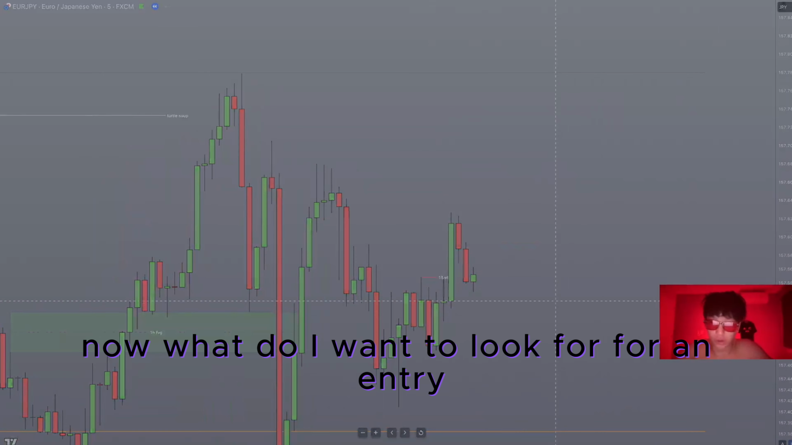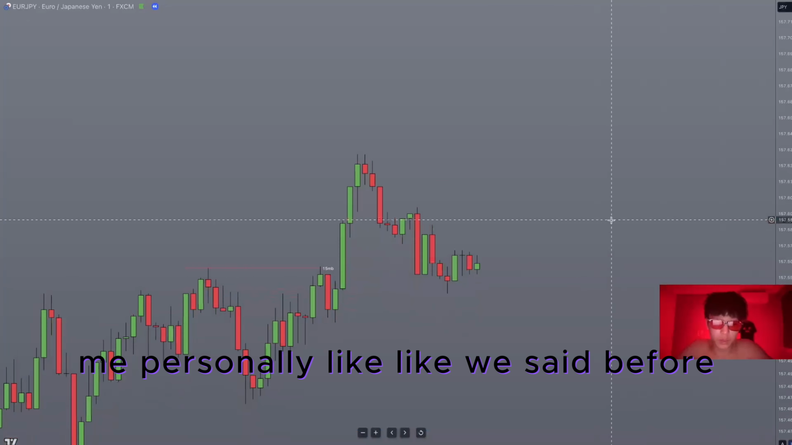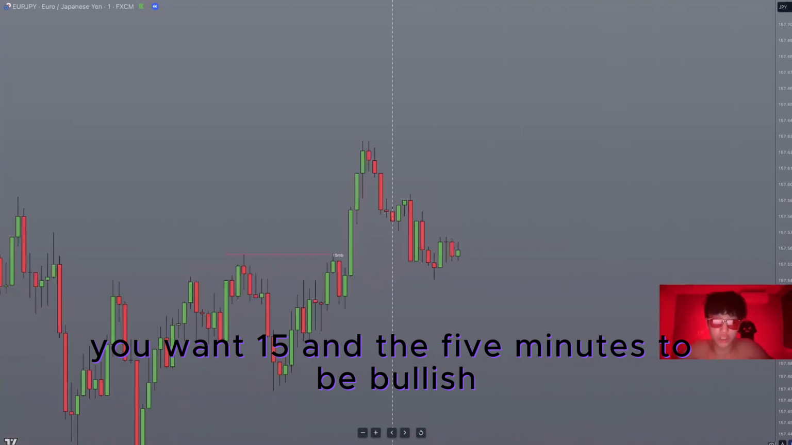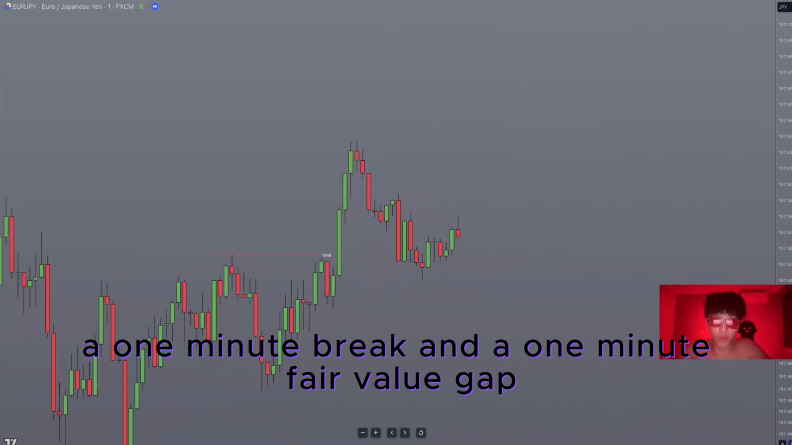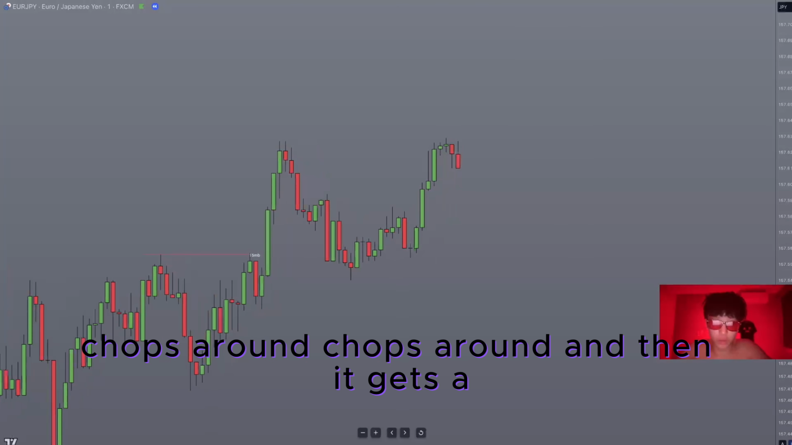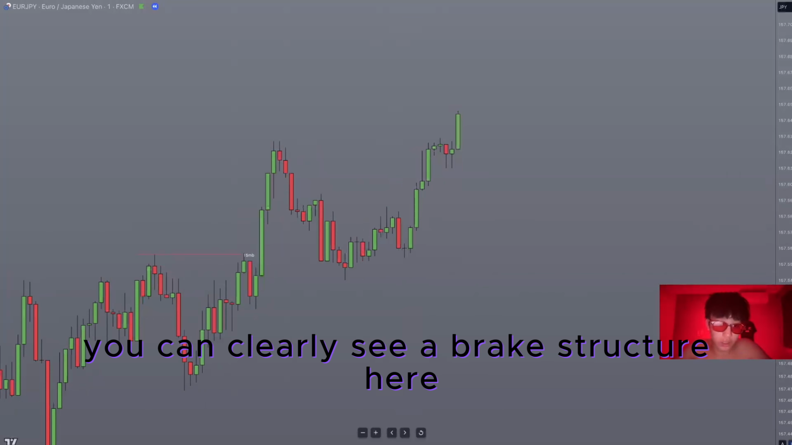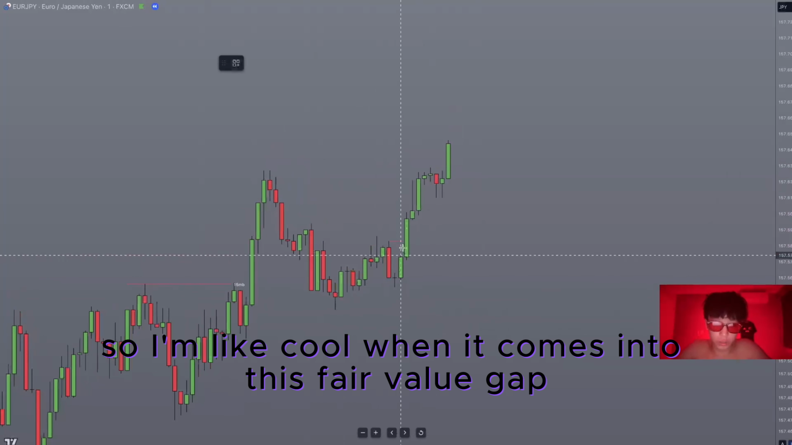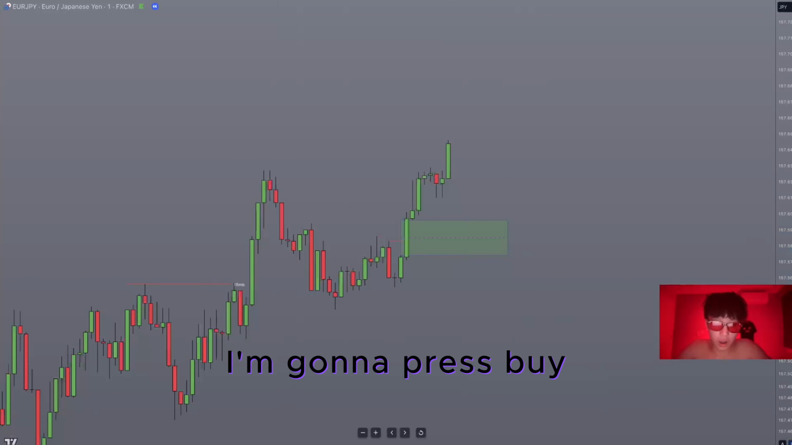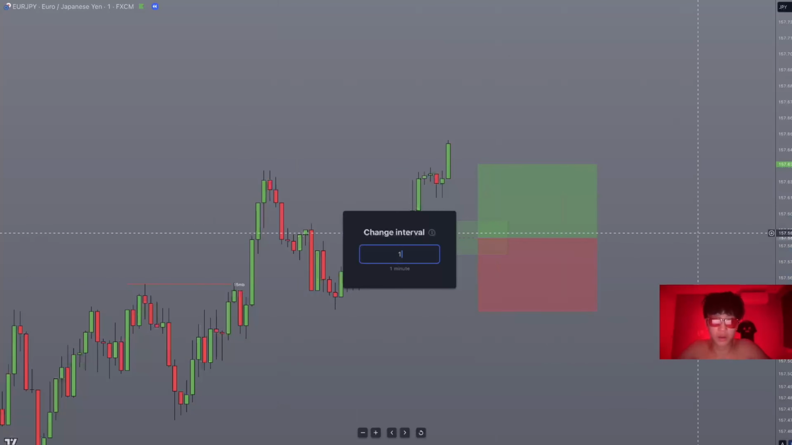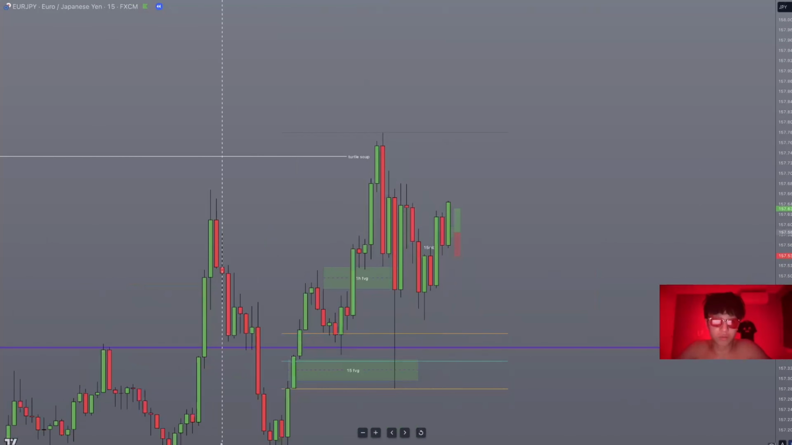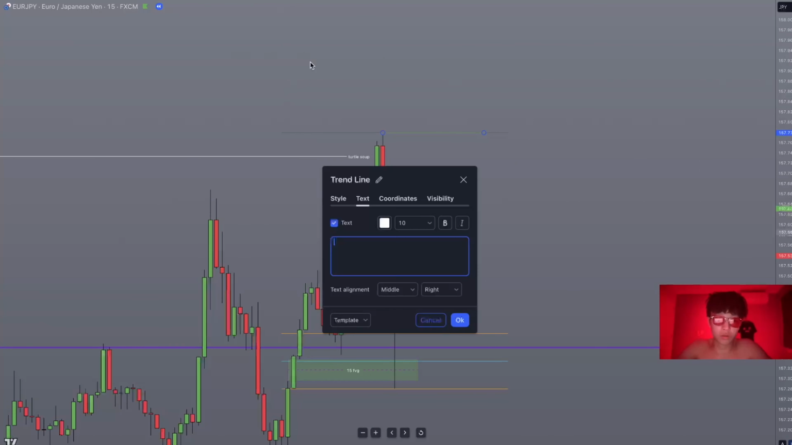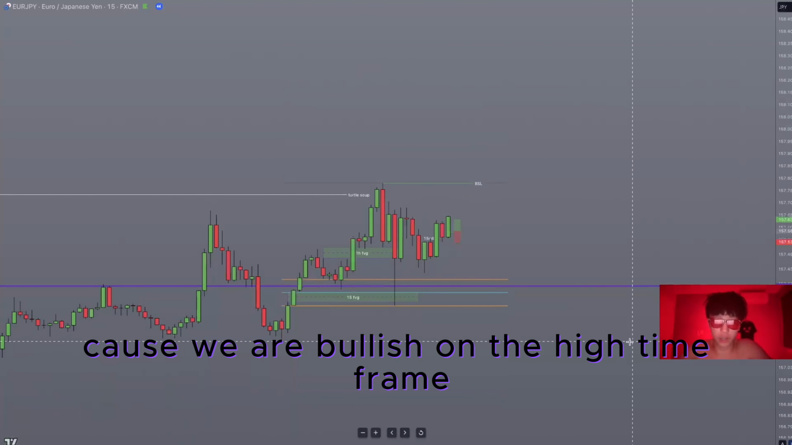Now what do I want to look for in an entry? Me personally, like we said before, we want the 15 and the 5-minute to be bullish. Now what do we want to look for? A 1 minute break and a 1 minute fair value gap. So price chops around, and you can clearly see it break structure here. So I'm like, cool. When it comes into this fair value gap, I'm gonna press buy, and we're going to target this buy side liquidity draw, because we are bullish on the high time frame like we discussed.